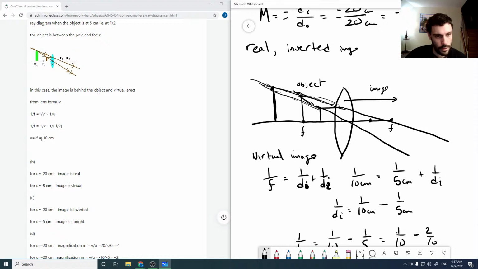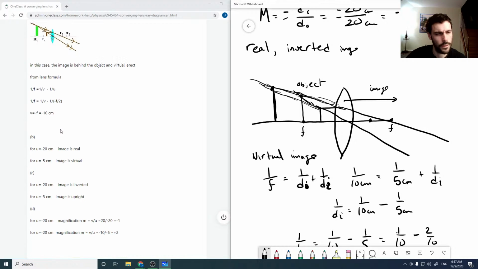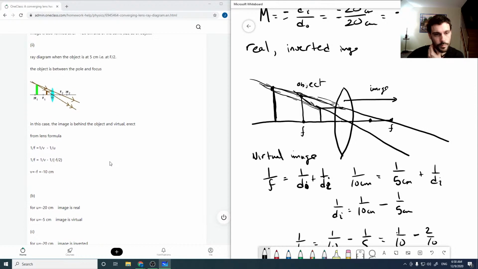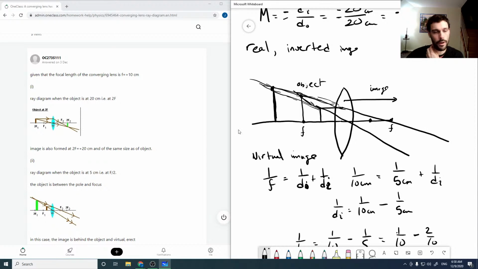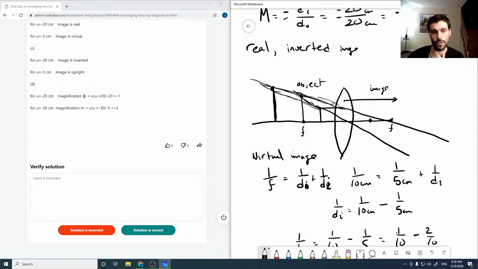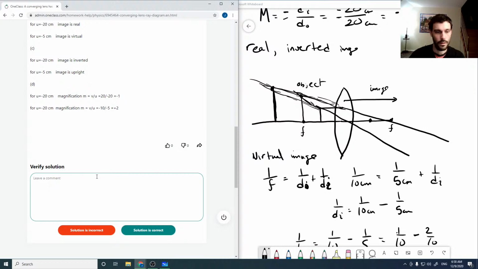So from the lens equation, they get minus 10, minus f over 2. Huh, okay. Oh, okay, that's that. But they're using the minus form. Oh, and yeah, okay. So there the image is real, there's virtual, inverted, upright. The magnification in the first one is minus 1, and the second one is plus 2. So that looks good. Just pay attention if you're comparing the two that we use different signs on our equation here, but you just have to know which version you're using. So this looks good.